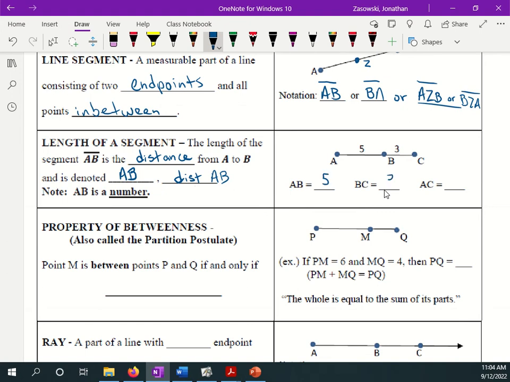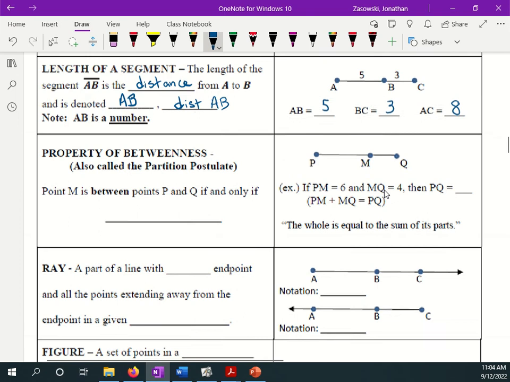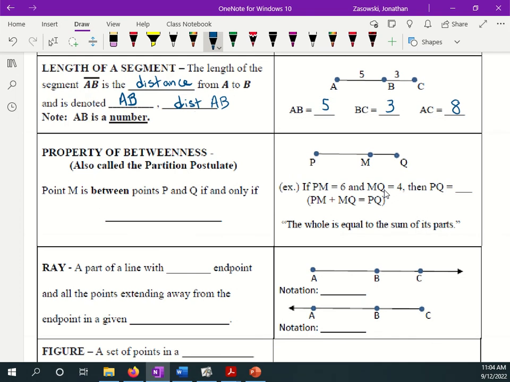BC is, and then, now, this ability to add these together, we sometimes call the addition property, or segment addition. You'll see in the box below this one, they call it the property of betweenness, or the parallel partition postulate. We'd like to call it segment addition. I think it makes more sense to say it this way, so you remember that you're adding segments, okay? Usually, though, the partition part just means that they have to be collinear. So point M is between points P and Q if and only if, right? The points are collinear.